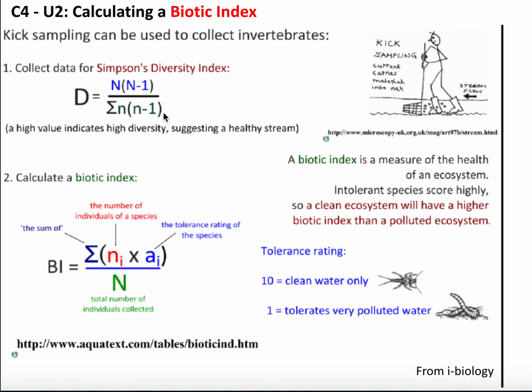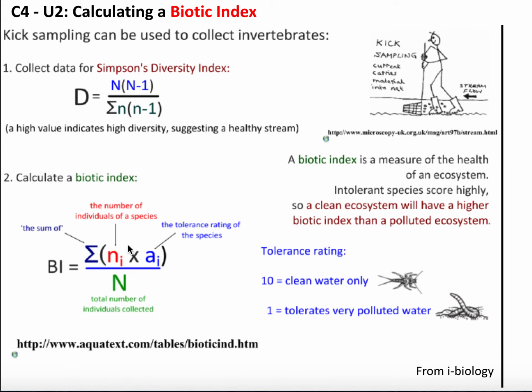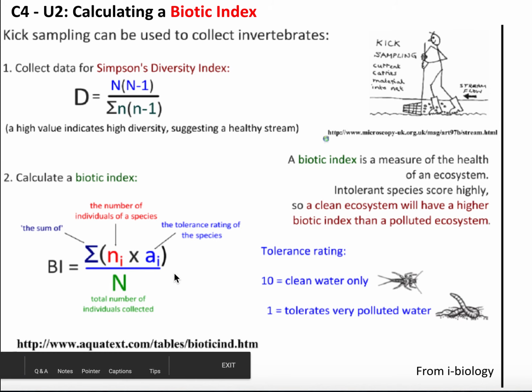This helps us figure out how diverse an ecosystem is, where this one helps us figure out the biotic index. Okay, so you would do both of these if you were examining how healthy an ecosystem is. So we're going to look at the biotic index first.